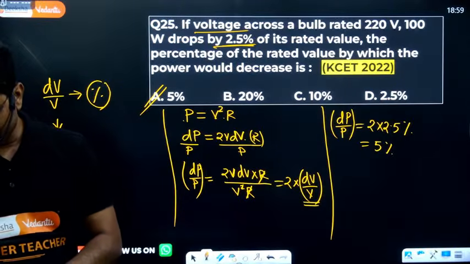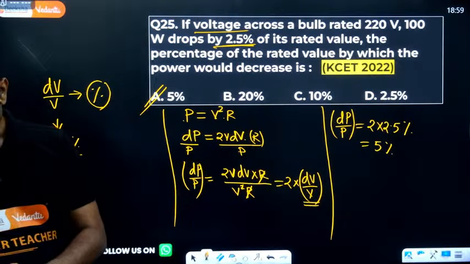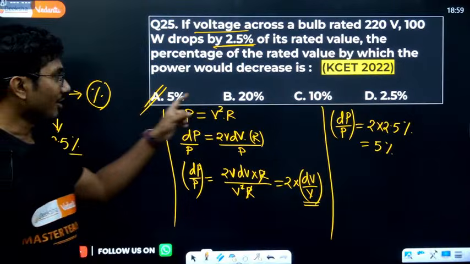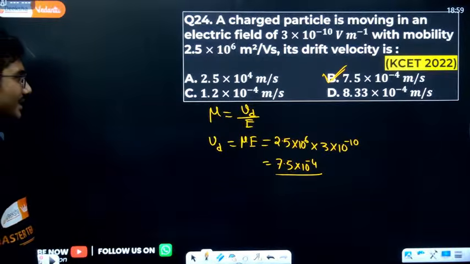Saraswati is saying easy. Which question are you saying, Saraswati? This question or the previous one? I think you are saying the previous one. Yes, the previous one was easy.